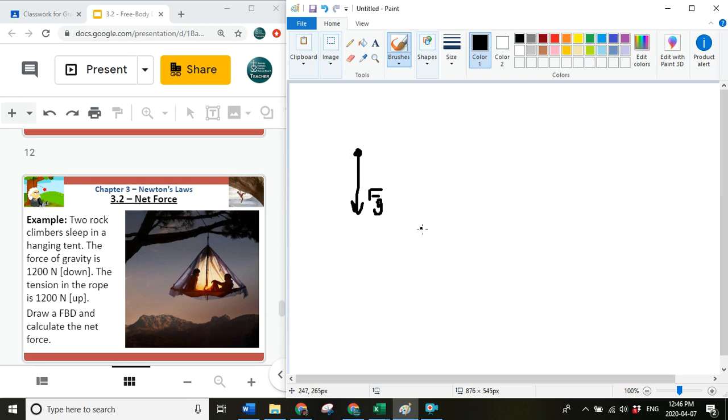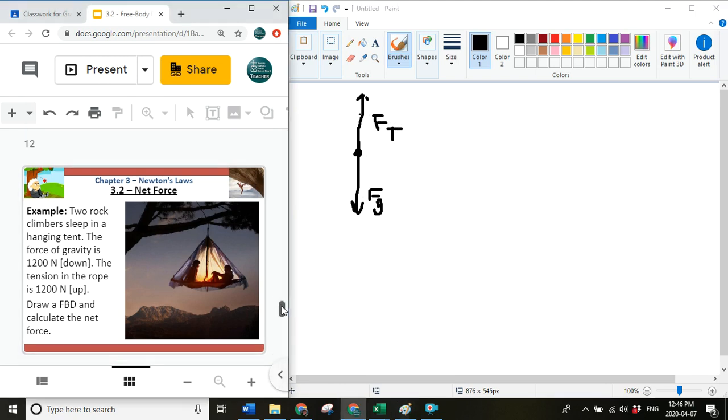Luckily, they have this rope here. Now that rope pulls in the other direction, right? Without the rope, they would fall, so that must mean the rope is pulling them upward. That is my tension force. And you can see the two are perfectly balanced, so they're not moving.